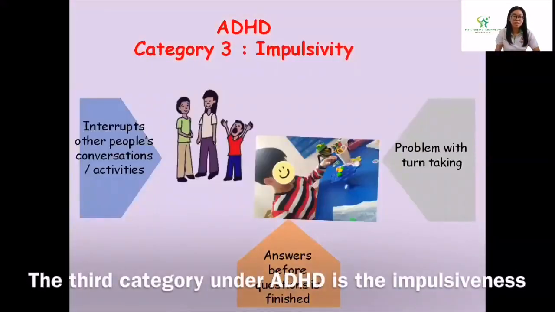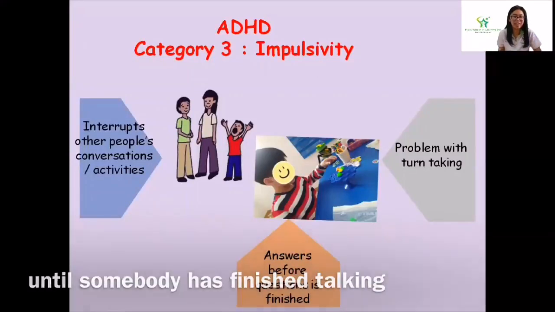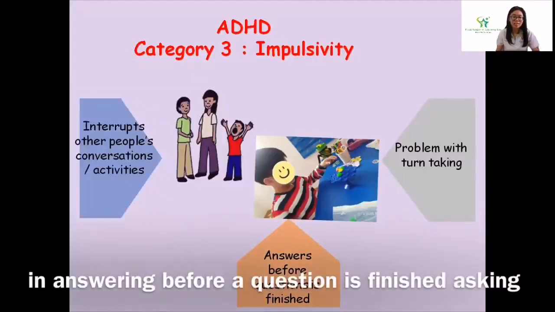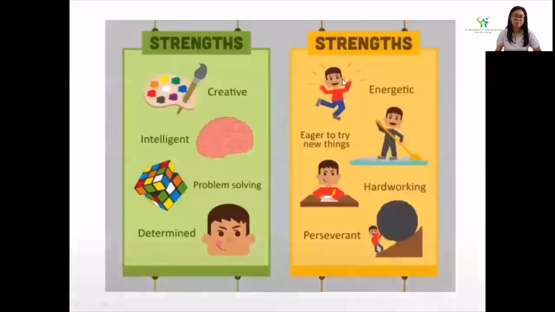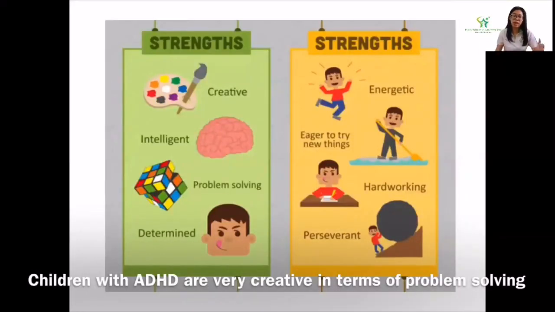Okay, and the third category under ADHD is the impulsivity. They just cannot wait until somebody has finished talking, and then they also have problem taking turn and also answering before the question is finished. But they also have their own strength. Children with ADHD are very creative. They are smart in terms of problem solving.